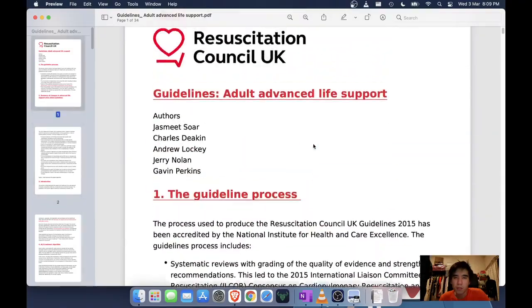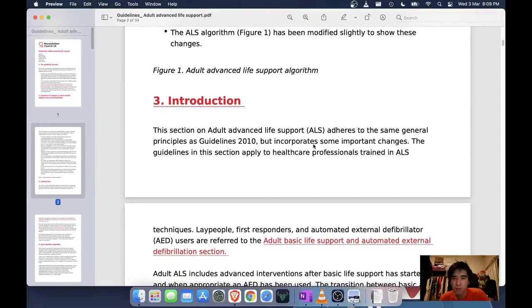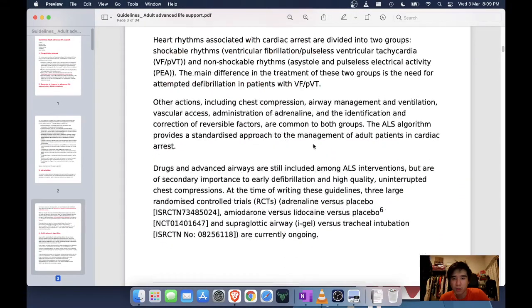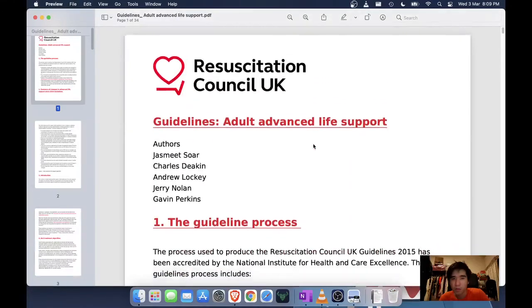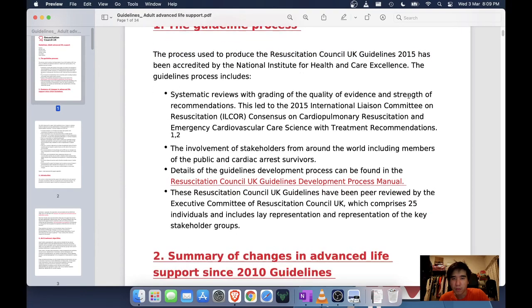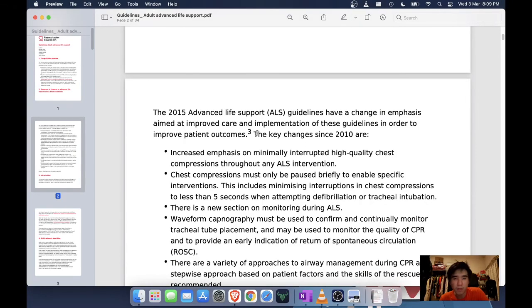This is guidelines. When is this dated? Is there a date on this document? No date. Okay, it's 2015. Okay, not that updated. It's like 6 years ago. Okay.